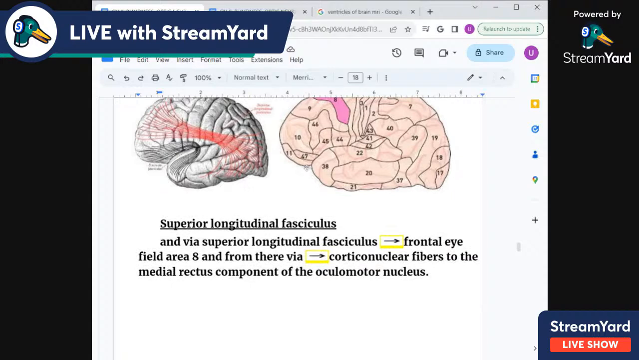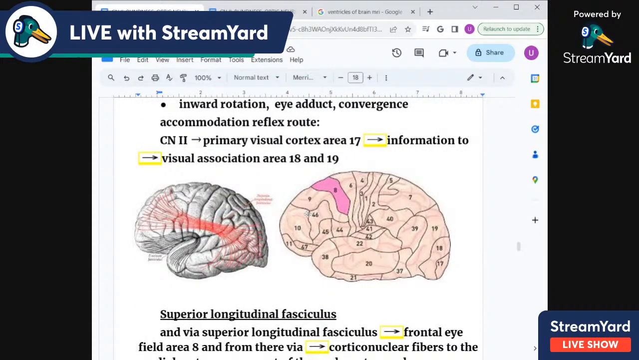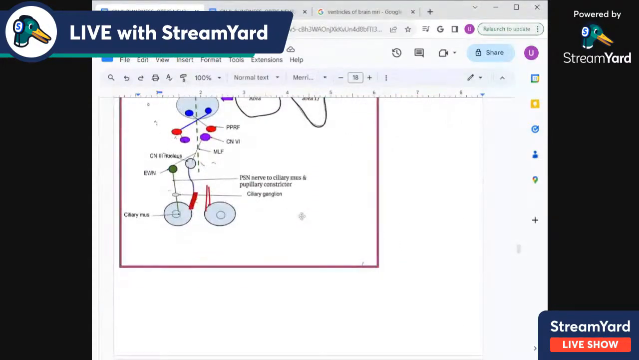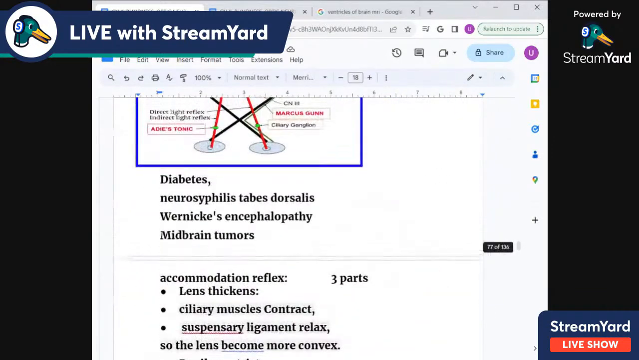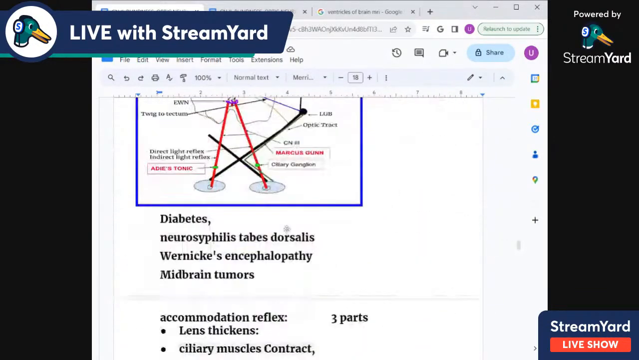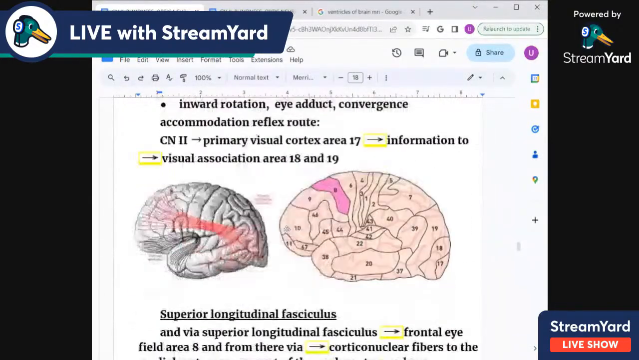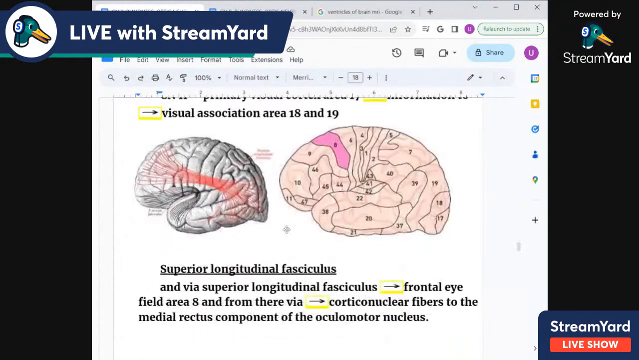And then we have, I was telling about, this is the... let's see. No, I misplaced somewhere. Okay. So this is the area 8, frontal eye field, in the frontal lobe in front of the motor association. This is motor area, and this is central sulcus. Behind us is area 3, 1, 2, sensory cortex. So it's in front of the area 6, the motor association area.